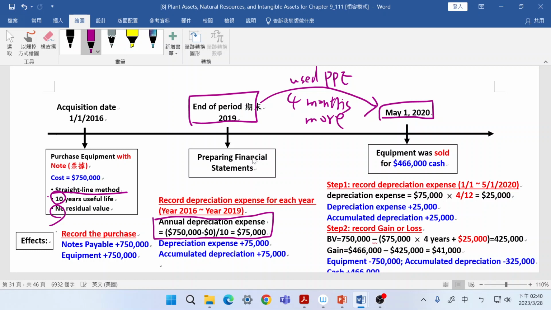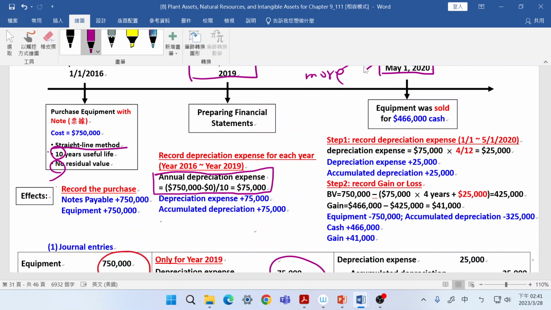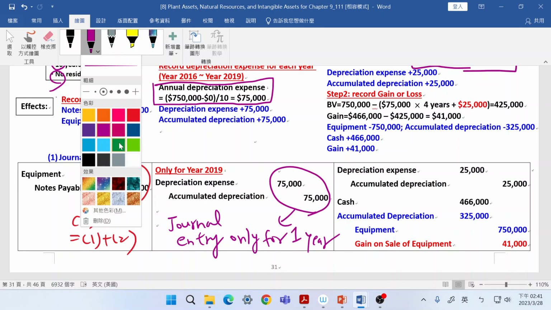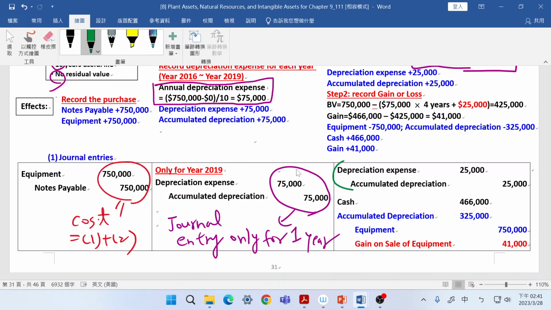So what does it mean? Don't forget, always, first step, do the depreciation to find out your book value on that day, right? So 4 months more, how much? $75,000 times 4 months, right? So that's how we got our depreciation expense for the 4 months. So don't forget, step 1 is what? Do your depreciation always. So this is our step 1.